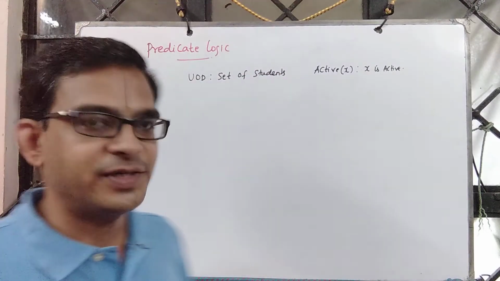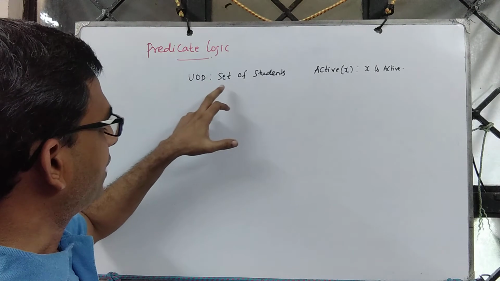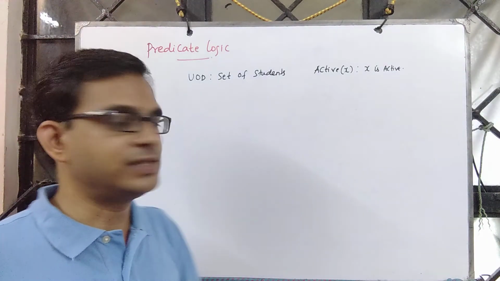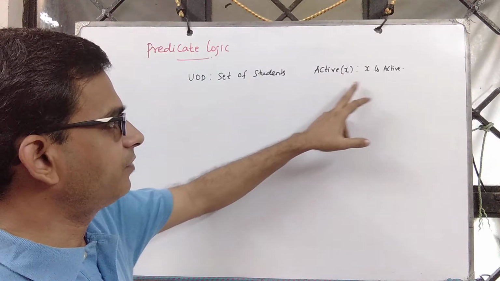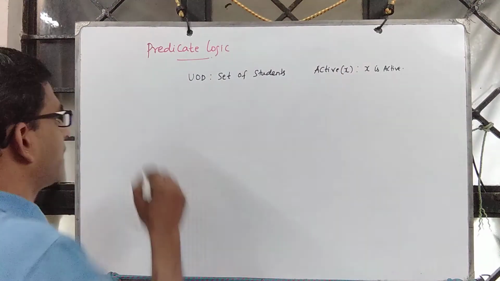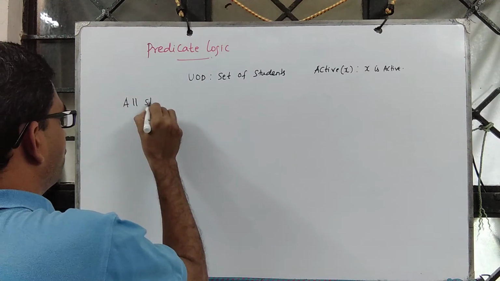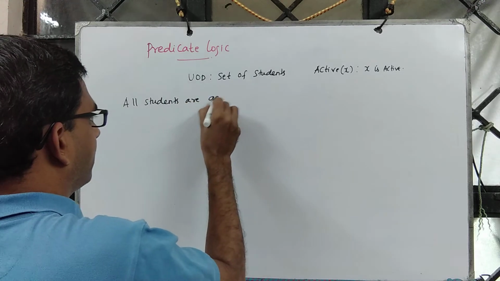Let us continue our discussion on predicate logic. Now let us work with this UOD. Instead of the set of MTech students, now it is the set of students. The predicate remains the same: Active of X means X is active. So how do we express this statement? All students are active.